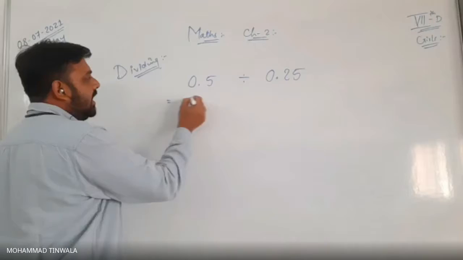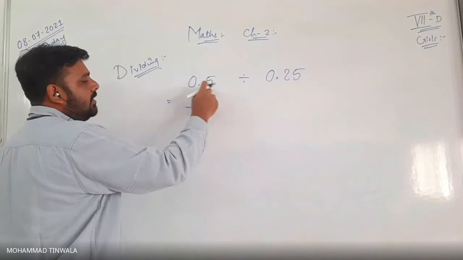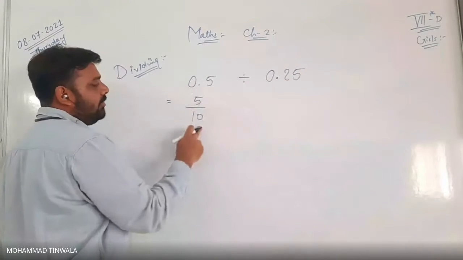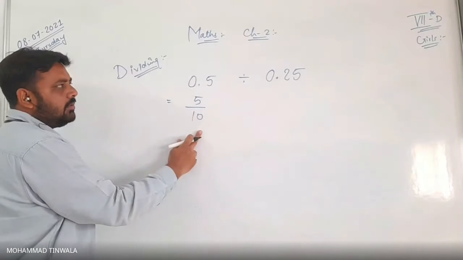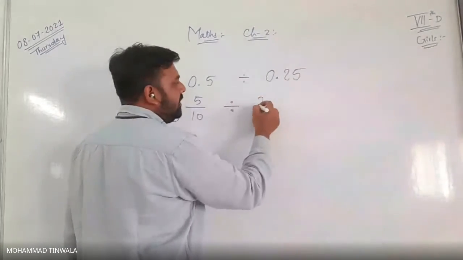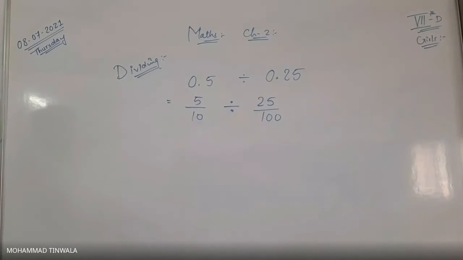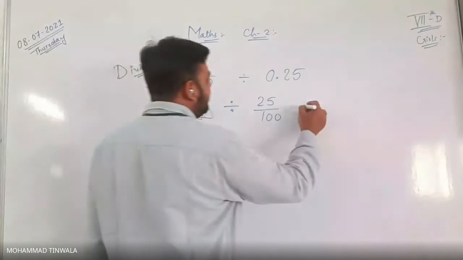We will convert that into fraction form first. There is one digit after the decimal, so you will take 10 over here. Divide sign as it is. Now after the decimal there are two digits, so we will take 25 as it is and the denominator will be 100, two zeros. Now what to be done, girls? Reciprocal. Very good.